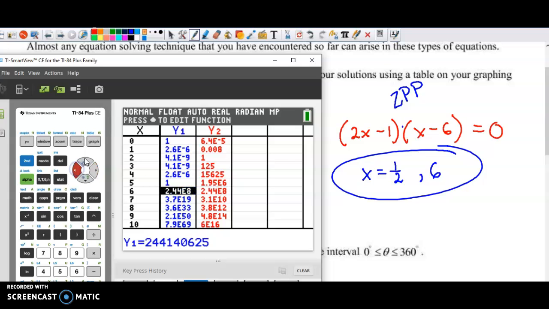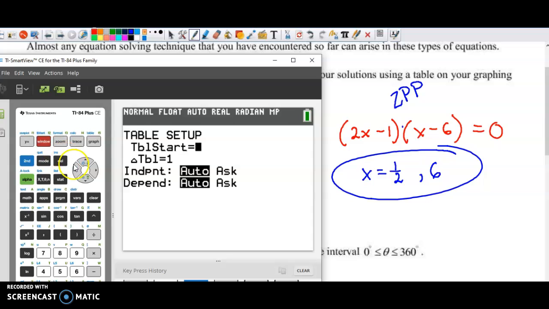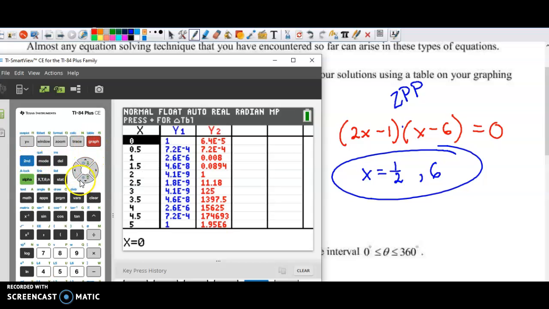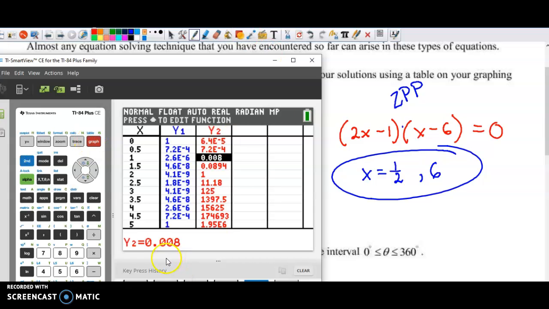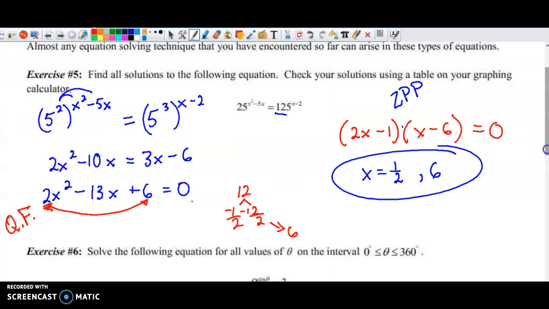And the downside is I can't quite see at x equals 1/2. But if you hit second window, you can change your table settings to count by 0.5s. So now if I go back to my table and look at x equals 0.5, I do get the same decimal on both of those, where everything else is off. So kind of tricky to check that out. Second window is how you change your table setting, and then you can get the right answer.